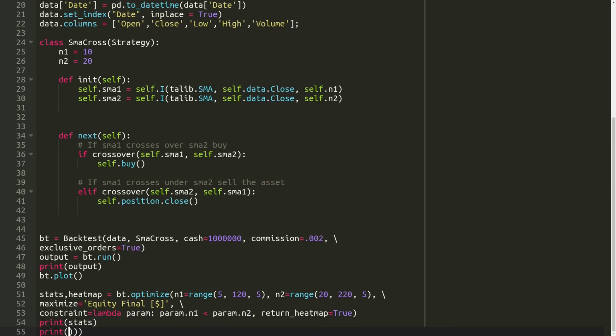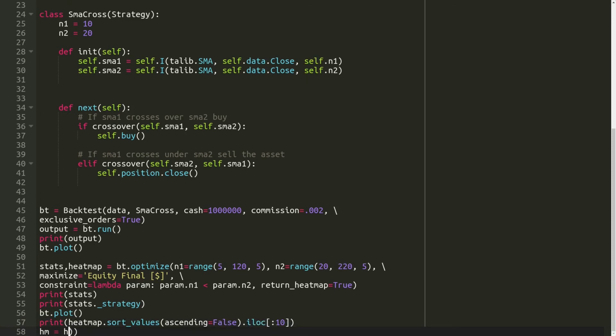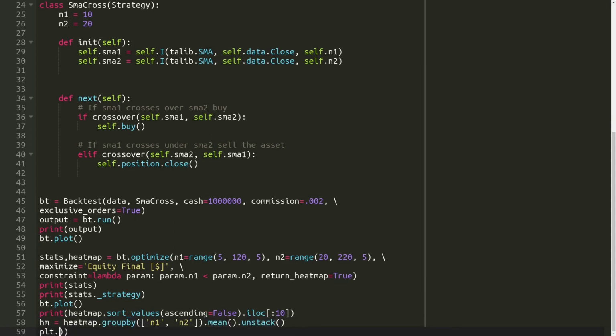The optimize method will return us the stats and heat map variables. Stats is the result for the best N1 and N2 combination. Again, we print the results of the optimization, also plot the trades for the optimized result. We also print the best N1 and N2 values. Finally, we save the heat map to an image file.